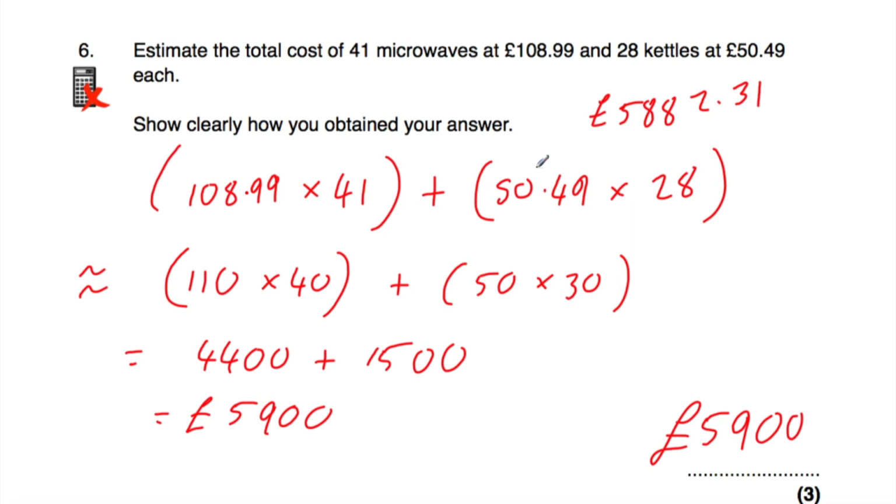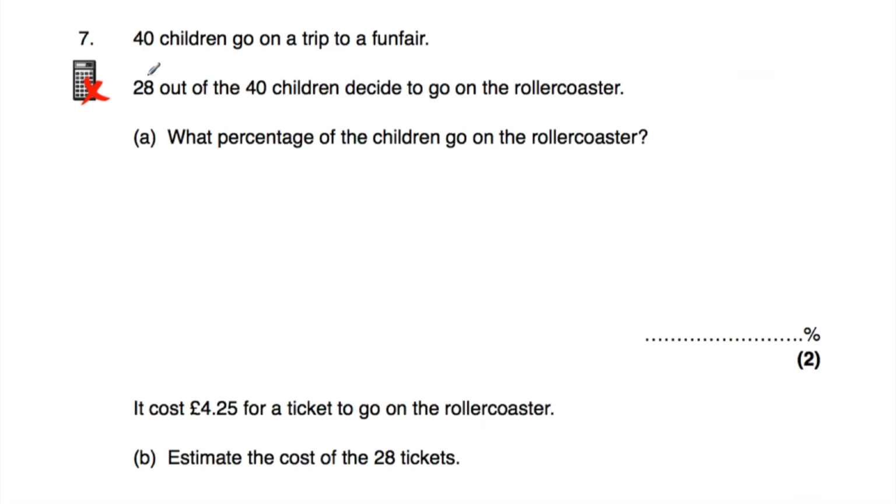Okay, let's have a look at our next question, question number 7. Question number 7 says 40 children go on a trip to a fun fair, and 28 out of the 40 children decide to go on a roller coaster. What percentage of the children go on the roller coaster? So let's first of all write it as a fraction. 28 out of 40 of the children go on the roller coaster, so that would be 28 out of 40 as a fraction.